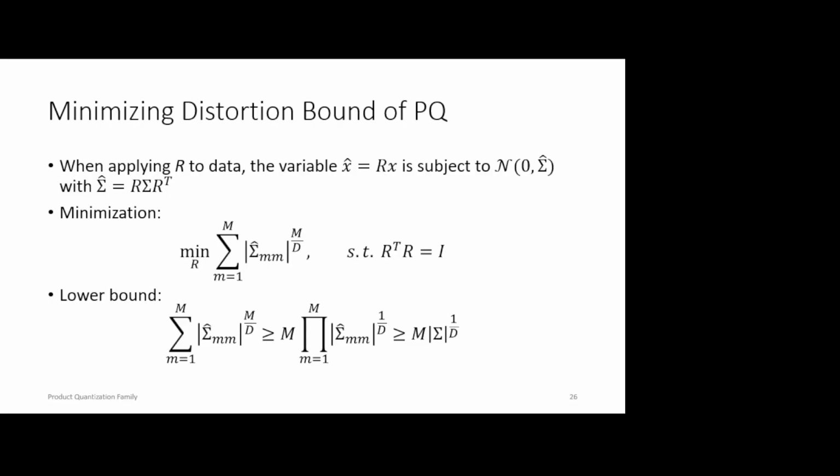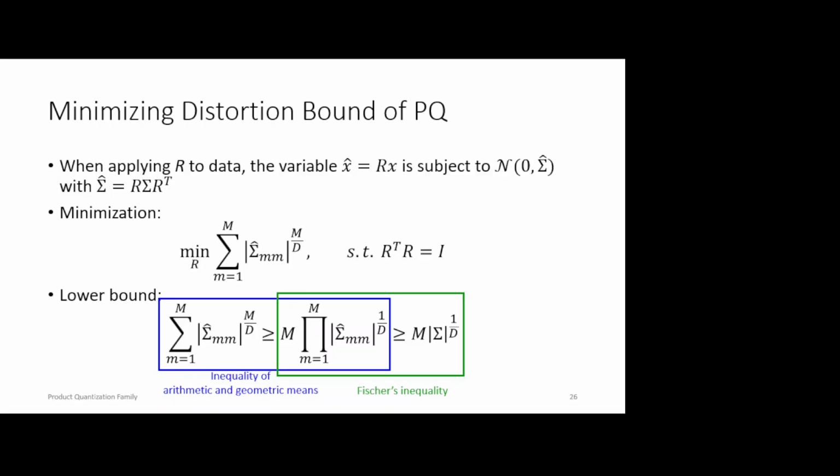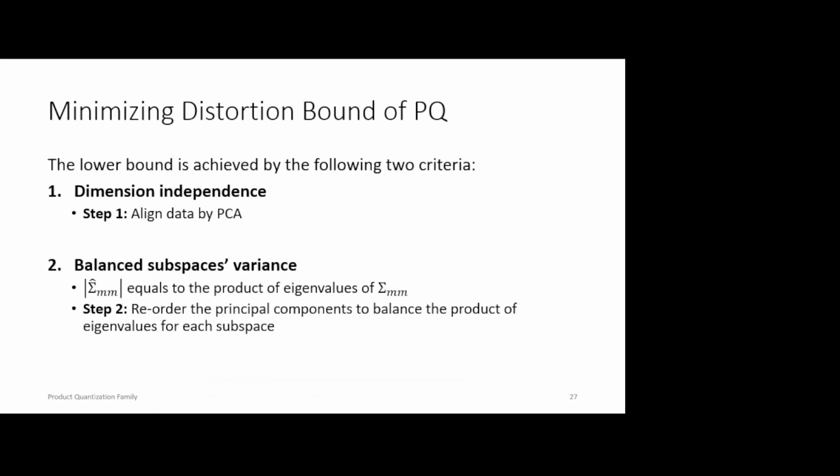Okay, so we just ignore this part because it's very complicated. So we go to the conclusion directly. Based on the parametric solution assumption, the lower bound is achieved by the following two criteria. First, your dimensions should be independent. To make your dimensions independent, you just apply PCA, principal component analysis.